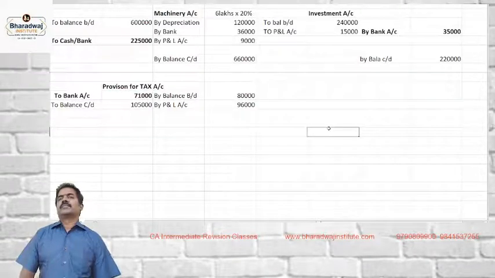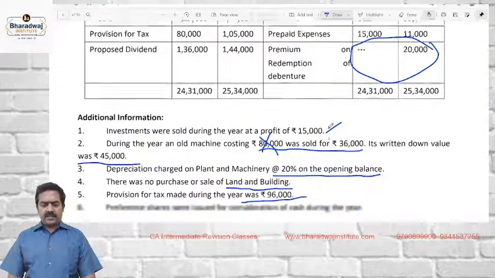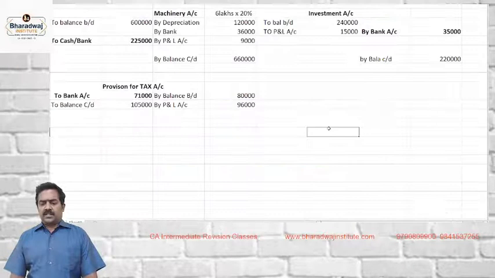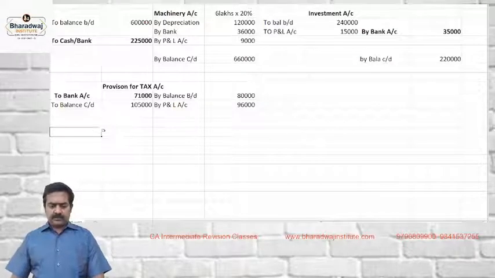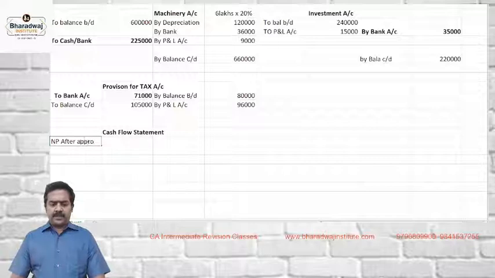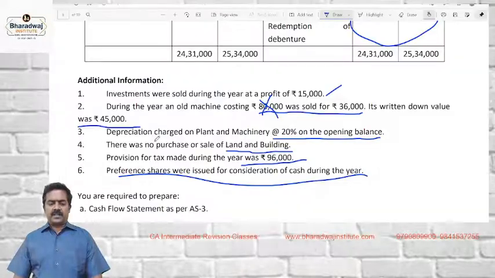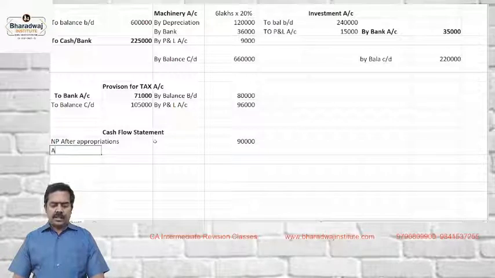Next. Anything else? Any special adjustment given? That's it. The other things we can directly do in CFO adjustments. Net profit after appropriations. What is the closing balance minus opening balance difference? 90,000. Add back. First, let us finish the adjustments.